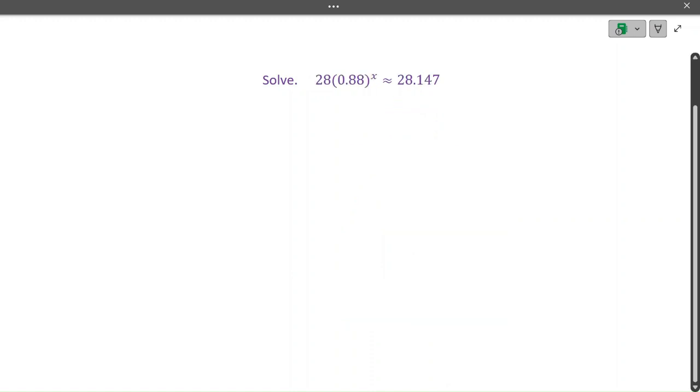Let's try another. Next problem. So similar to what we've done in the past, we've got a variable exponent, but we also have 28 being multiplied by the base. So what we cannot do is multiply 28 by 0.88, because that 0.88 is locked in to that exponent. The 0.88 is the base, the 28 is not. So they can't be combined. All that to say, our first step is to isolate the 0.88 to the power of x. So we're getting the base and the exponent by itself like we always do. And we're going to do that by dividing by 28 on both sides.